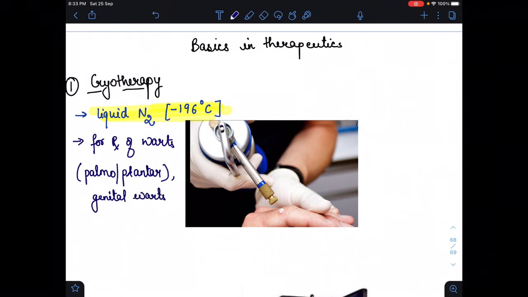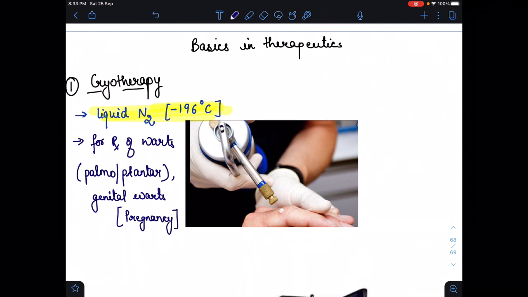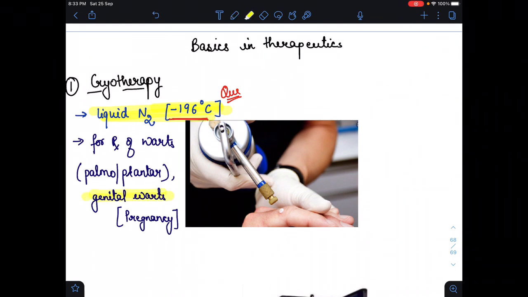We use cryotherapy for genital warts, more probably in pregnant ladies. So in pregnancy genital warts we use cryotherapy, and also we use it on palmar or plantar warts. So this is about cryotherapy. Here the first question, which was a previous year question, is: cryotherapy is used at what temperature? Liquid nitrogen is used at minus 196 degrees Celsius, and it is also used in the genital warts of pregnant females. So this is cryotherapy.